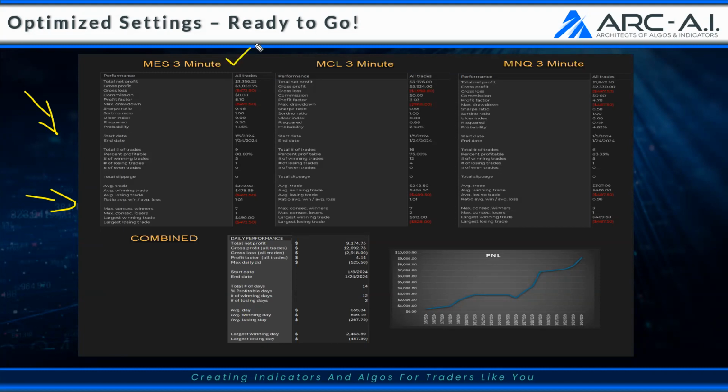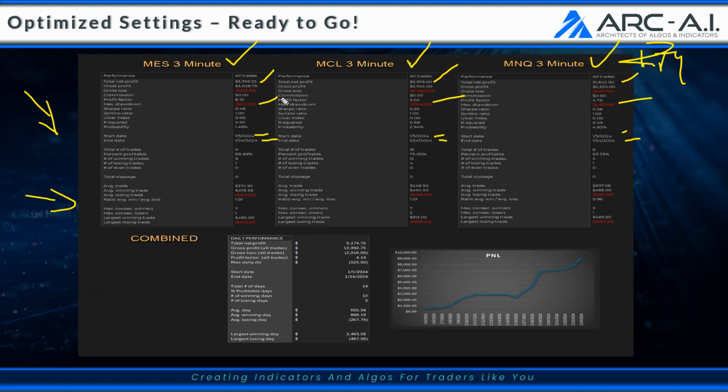But these are settings that have been built on MES, MCL, MNQ. There's one for RTY that I'm going to show you here as well. This is for the month of January, the same timeframe across all of these markets. We've got 3,300, 3,900, 1,800. Max drawdown, 487, 988, 472. So pretty decent, right?